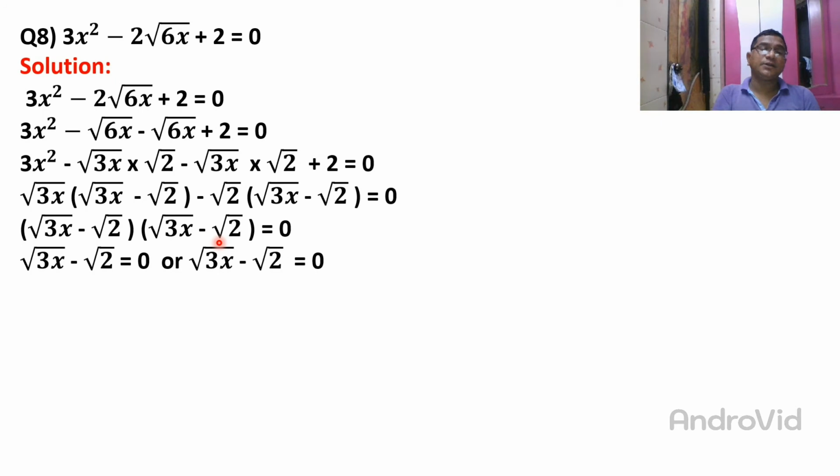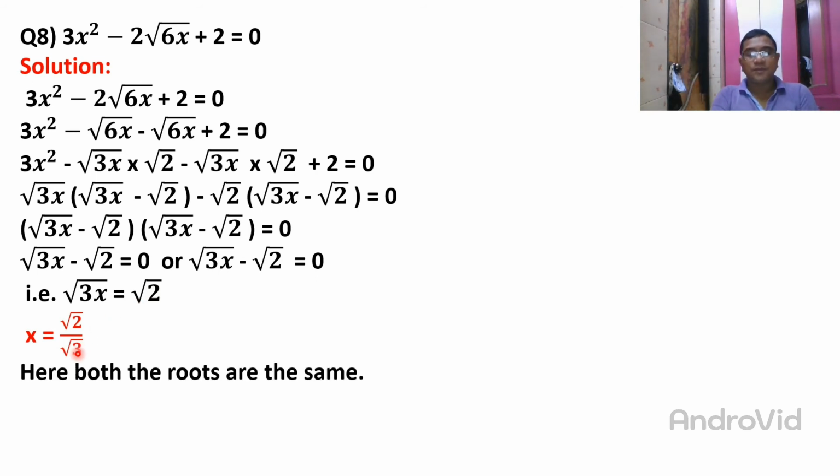Both sides have the same factors. Root 3x minus root 2 is equal to 0, or root 3x minus root 2 is equal to 0. So root 3x is equal to root 2. So this root 3 is multiplied, goes across, divide. So x is equal to root 2 upon root 3. This is the value of x.